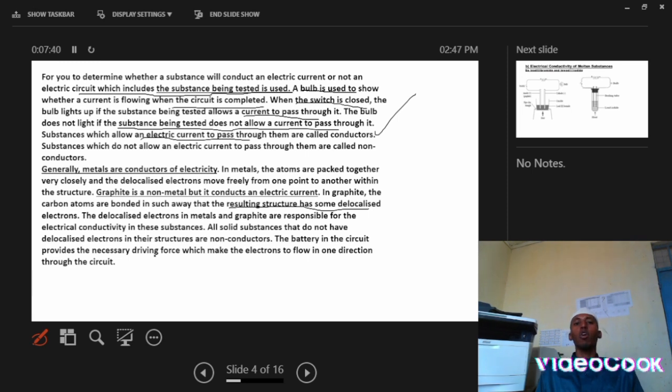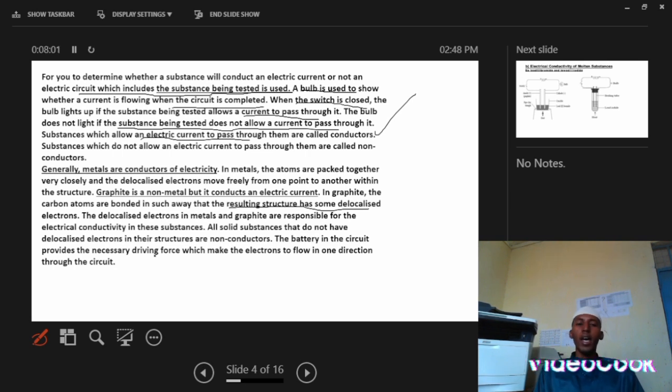If you see all metals, they have positively charged ions. If it is group 1, it has positive 1 charged ions. Group 2, they have positive 2 charged ions. Group 3, they have positive 3. Metals are good conductors of heat and electricity due to the presence of delocalized electrons.